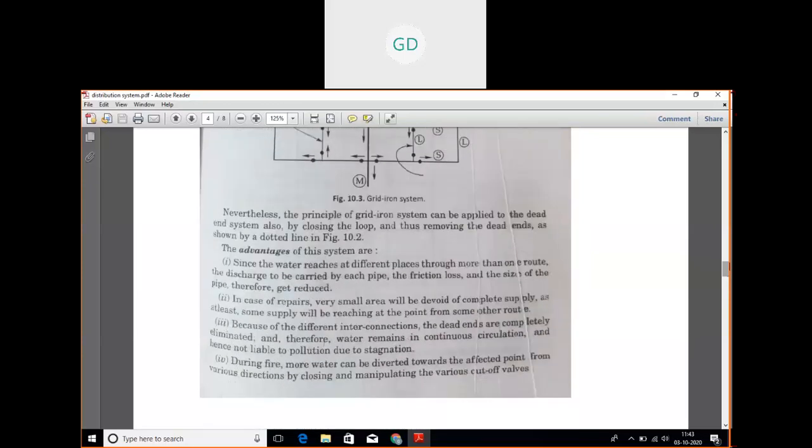So what are the advantages? Since the water reaches different places through more than one route, the discharge to be carried by each pipe, the friction loss and the size of the pipe therefore get reduced. Since the main pipe, supply pipe and branches are all interconnected, the discharge carried by each pipe gets reduced. In case of repairs, a very small area will be devoid of complete supply, as at least some supply will be reaching the point from some other route.